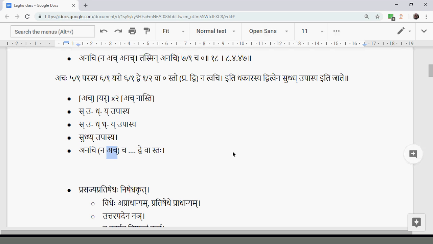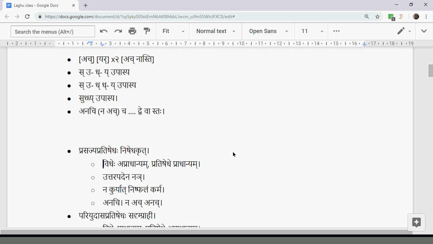When it has an anvaya with the uttarapada, that time it is prasajya pratishedaha. And when you have an anvaya with staha, let's say you had an anvaya with this na staha, then the nakara will go to the vidhi. So vidhi pradhanyam it will be, and pratishede apradhanyam. So prasajya pratishedaha is what? Vidhe apradhanyam, and pratishede pradhanyam. Uttarapadena nanj bhavati. Where the nanj applies to ach, anachi cha. So nanj, which becomes an, that an applies to ach. Uttarapadena saha anvaya bhavati.